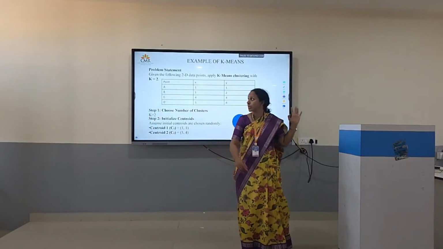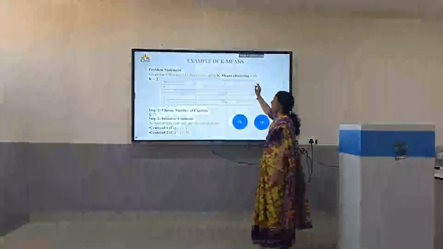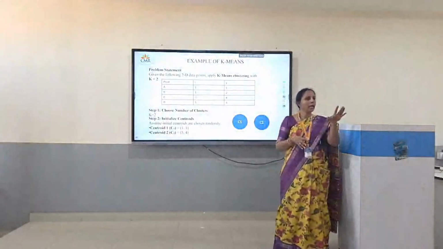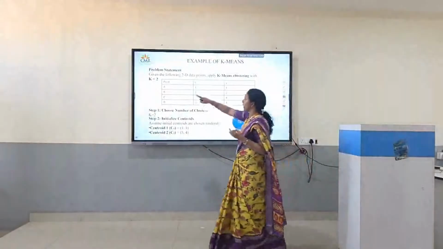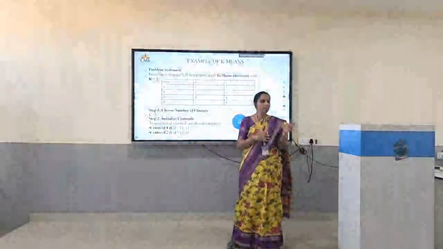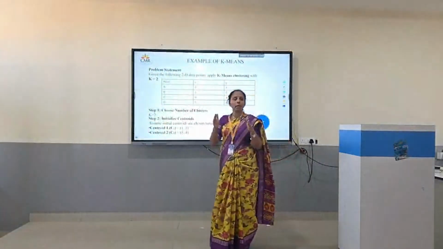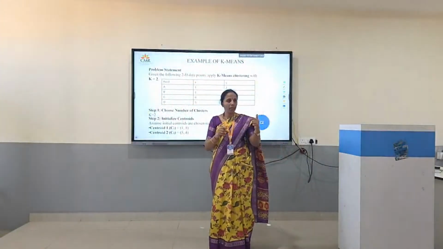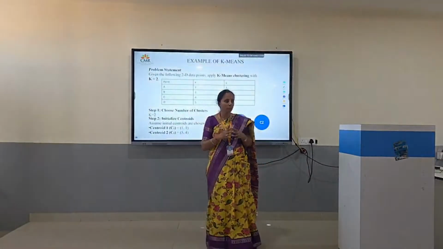How many data points are given in the question? 4 data points. Given these data points, perform K means clustering with K equal to 2. In the question, 4 data points A, B, C, D are given. The value of K is 2. What does K represent? K represents the number of clusters. That means these 4 data points should be divided into 2 clusters: AB in 1 cluster, CD in 1 cluster, or AC, BD. Then how should it be divided?